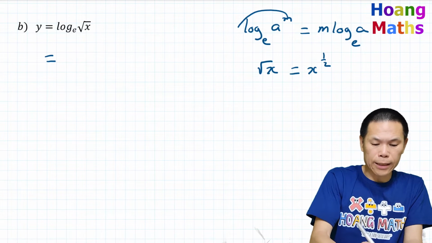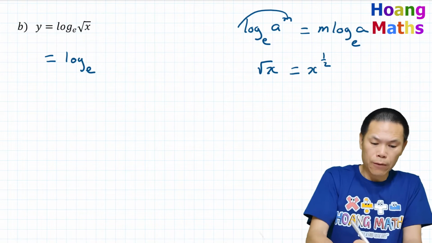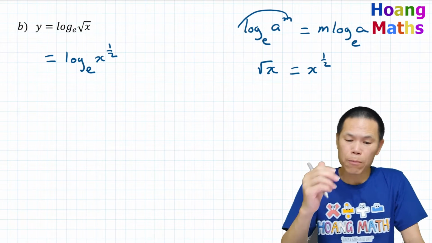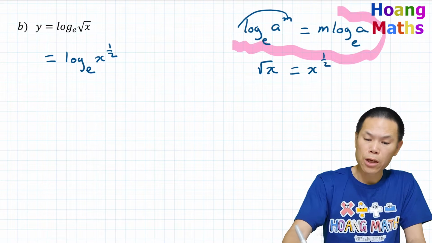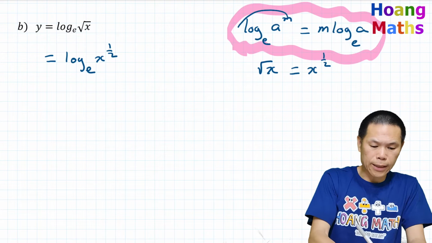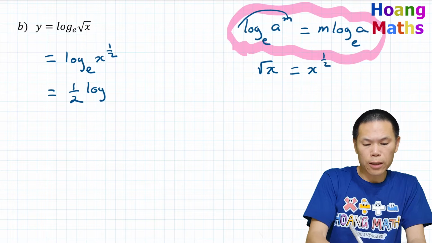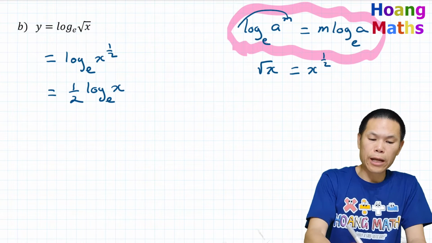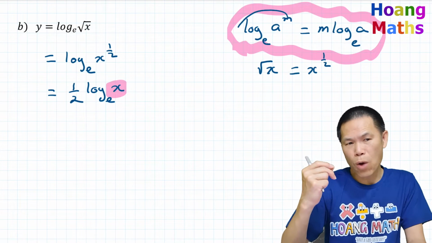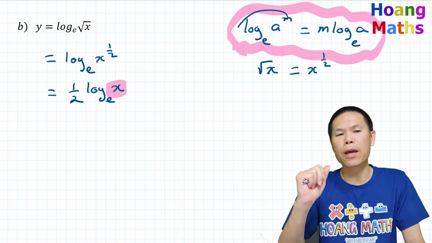That is exactly the same as log base e, or you can write ln if you like, of x to the power a half. Then I bring the half down because we are using this rule here, so that it helps us to differentiate more easily. That is exactly the same as a half log e of x. Now to differentiate this, we differentiate x, which gives me 1, and then we divide by x. We differentiate f of x over f of x.